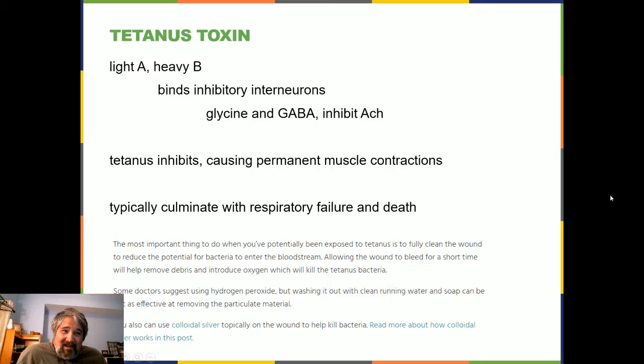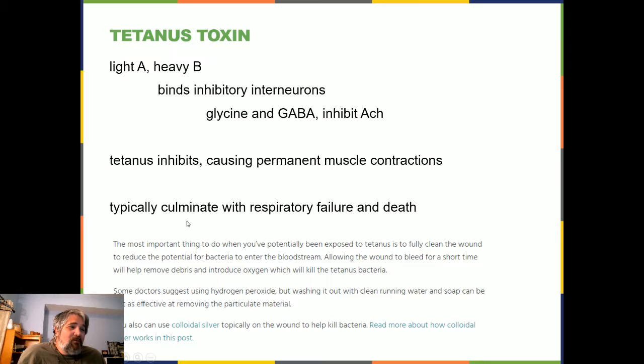Tetanus toxin has a light A subunit, a heavy B subunit. It binds inhibitory interneurons. Dang it! I ran out of time. Okay, so much fun. Glycine and GABA, so inhibiting acetylcholine. Tetanus inhibits, causing permanent muscle contraction. So we're binding inhibitory interneurons, and it typically culminates with respiratory failure and death.